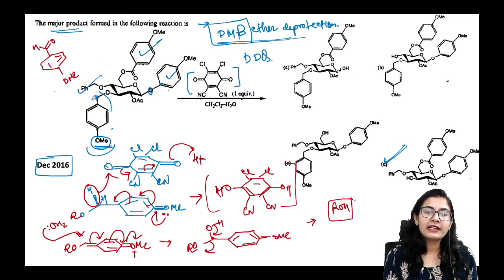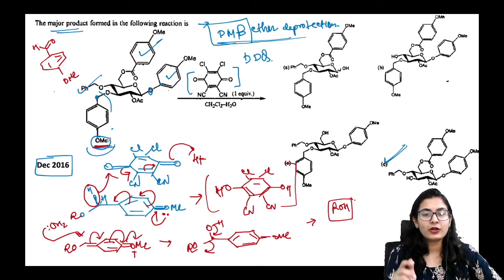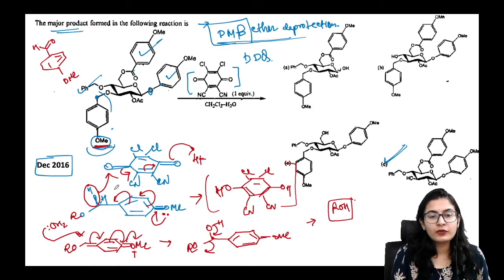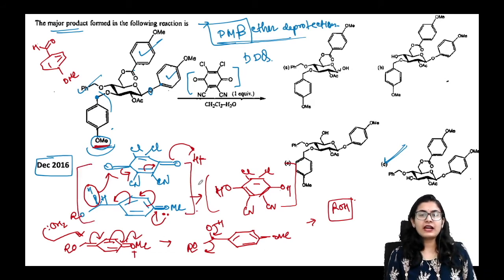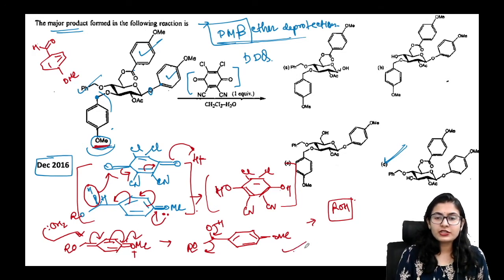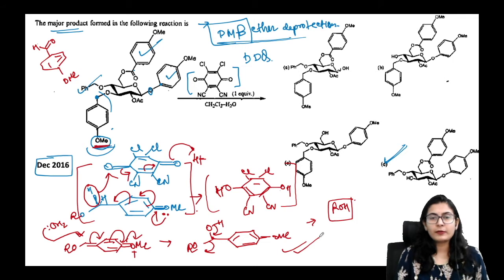Not any phenyl ether, there has to be a para-methoxy group. Why? Because it is helping in the hydride removal. So this is a charge transfer transition. All right, this is how it goes, and for complete oxidation you can watch till here. So this is the whole mechanism of PMB ether deprotection. That's why D is the correct answer.